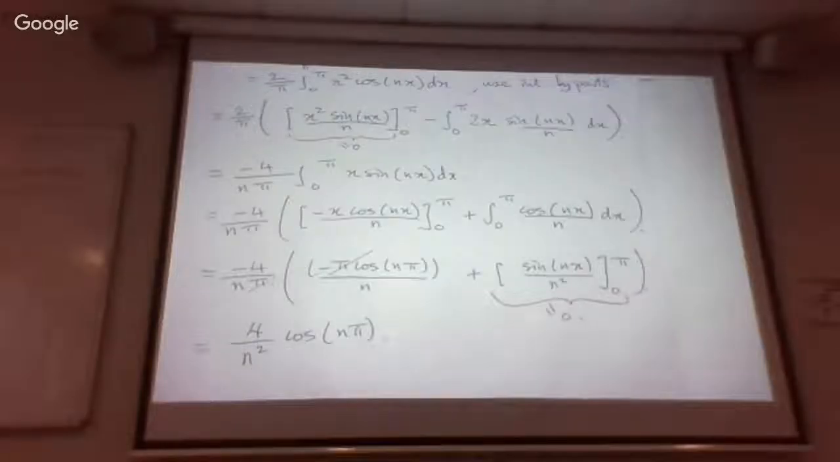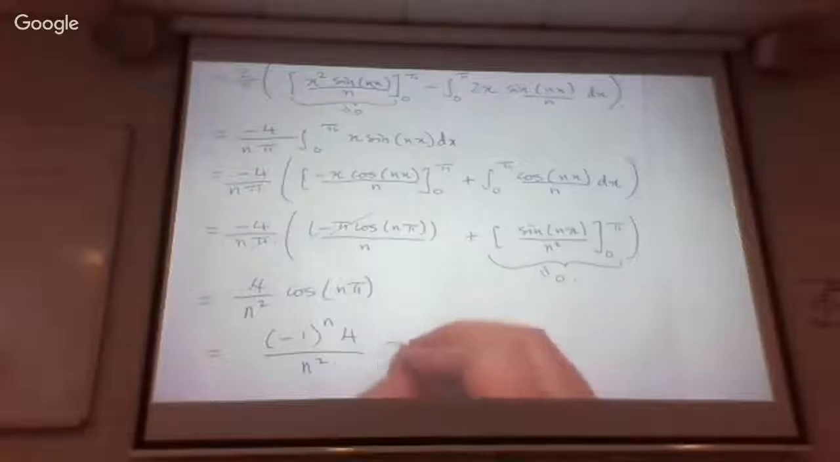Remember, the cosine is the x coordinate. So if you've gone over the angle pi, the cosine is -1. But if you go over the angle 2 pi, you get plus 1. And every odd multiple of pi has a cosine of -1. Every even one has a cosine of +1. So this is just going to come to -1 to the power n times 4 over n squared.